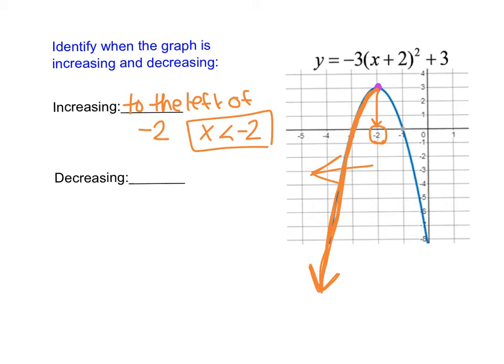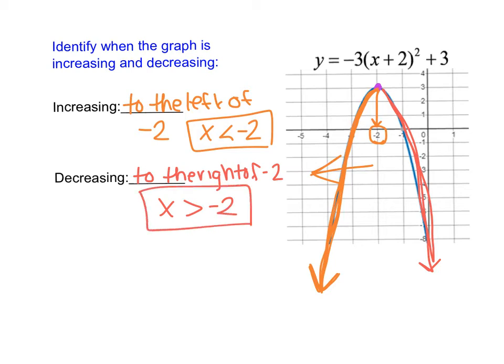Then our decreasing range is going to be over here. This is where our graph is going down. And so again, you take a note and you say, well, this is to the right of -2, or you can just simply say x is greater than -2. That is where we are decreasing, that is where the graph is going down.